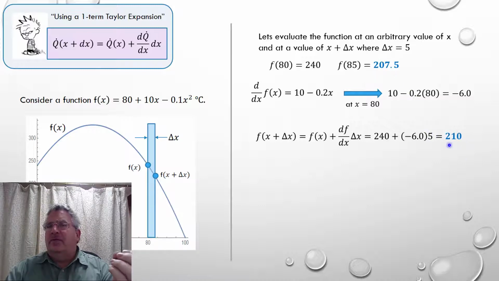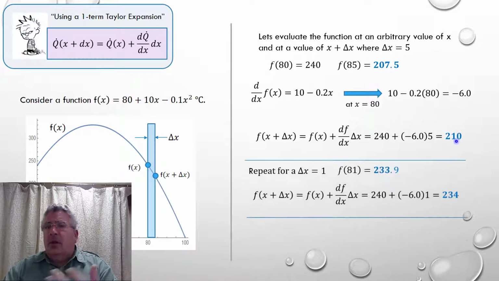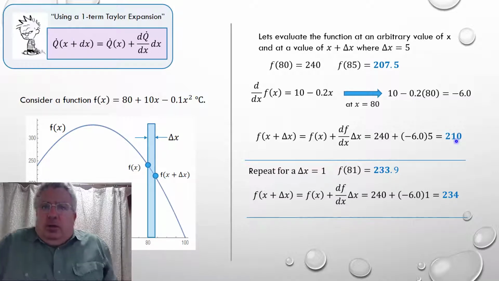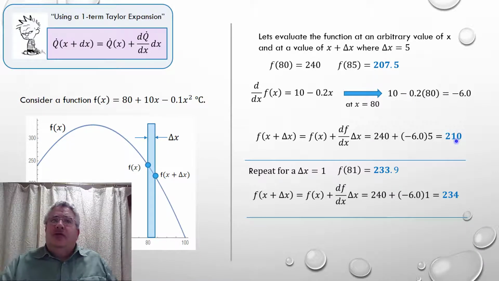So for a delta x of 5, we're okay, we're in the ballpark, but we're not exactly where we'd want to be. So let's repeat this for a smaller delta x, because we're not using delta x over here, we're using dx, a differential. So we repeat for delta x equaling 1. Just remember what we're doing. We know the value at 80 is 240. The value at f plus delta x, which is 81, evaluates to 233.9.